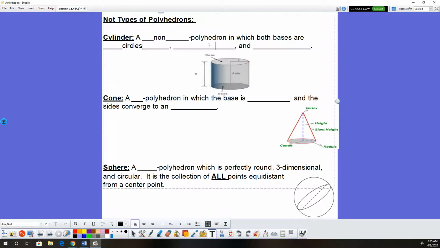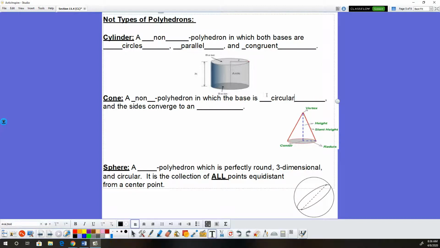And once again, just like before, those circles have to be both parallel and congruent. Parallel and congruent. All right, a cone is also a non-polyhedron, and the base is circular. So the base is circular, and then it converges up to an apex or a vertex. Once again, that's kind of interchangeable.